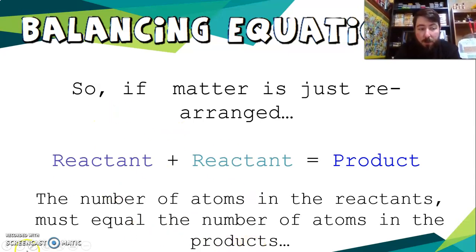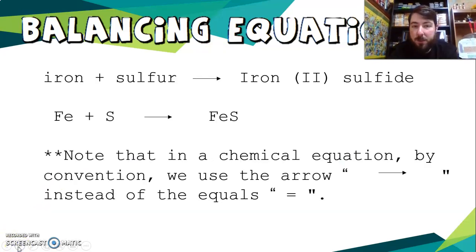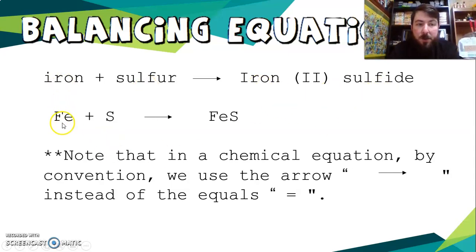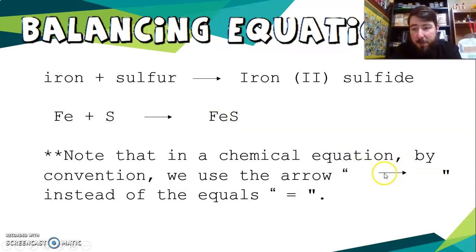So that's basically what balancing chemical equations is: we want to make sure that the number of atoms on each side match up. So here's a quick example. If we have some iron and sulfur and they react together, we get iron sulfide. So iron is Fe, sulfur is S. When we combine them, they make FeS, which is iron sulfide. And just to keep in mind, we're using the arrow here instead of the equal sign when we talk about chemistry.